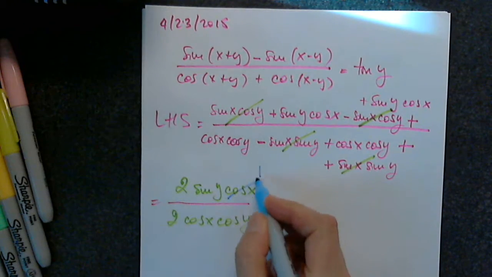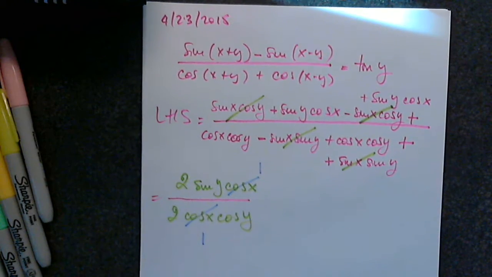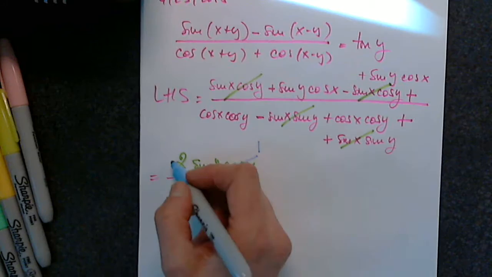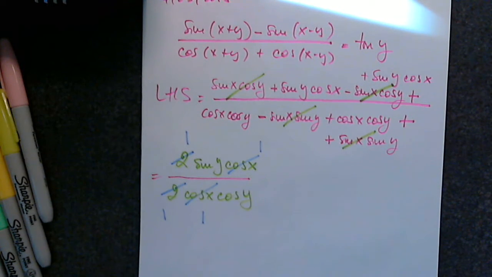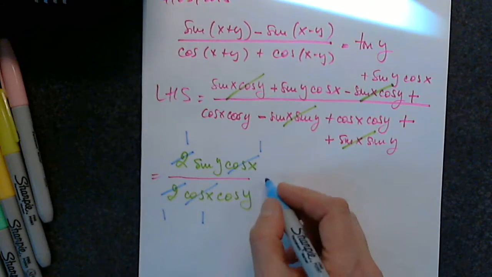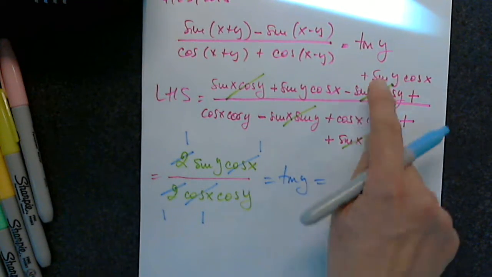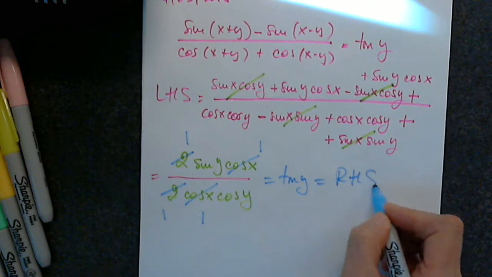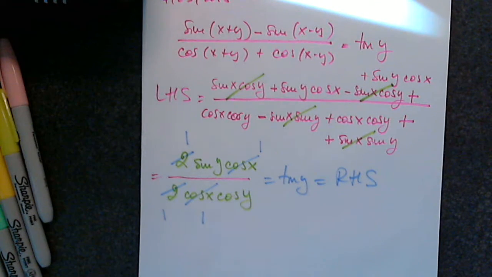So the cosine x goes away with the cosine x from the bottom, and I write 1 and 1. 2, 1 and 1. And then what's left is sine y over cosine y, which is tangent y, and that's exactly what I have on the right-hand side.